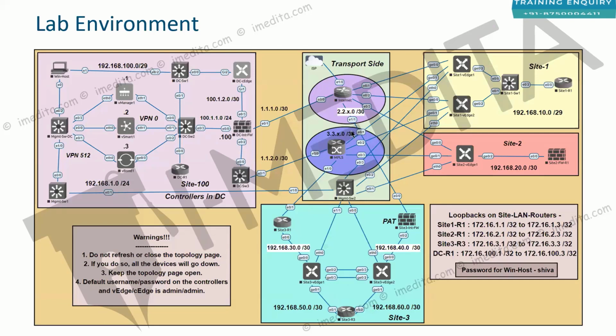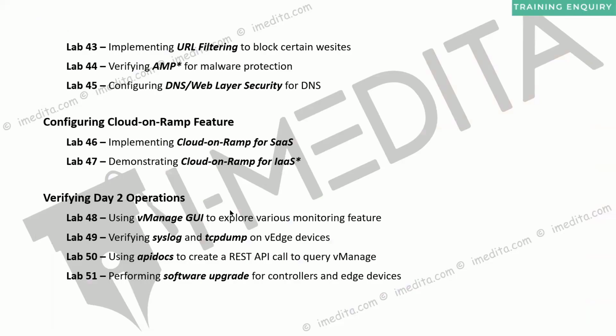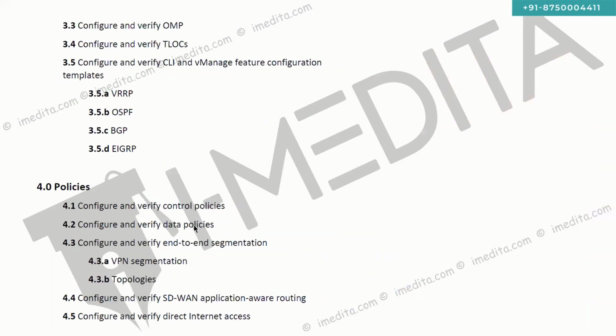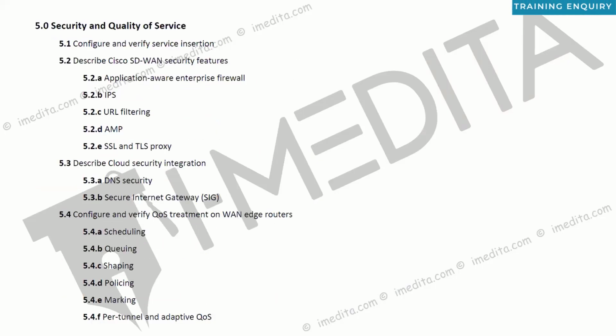In this topology, we have two transports, we have a data center, we have a few branches. In some branches, devices are sitting directly at the edge. In some branches, the devices are at the edge, sitting behind the NAT and all. So in this topology, we'll be able to complete all the labs that we have explained here. Right, so this is what we are going to cover as a part of our content.